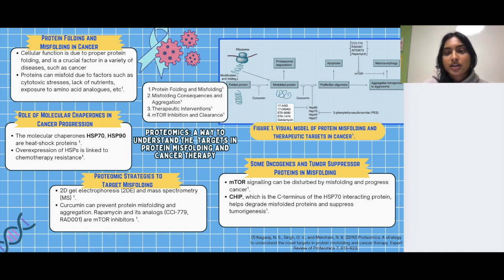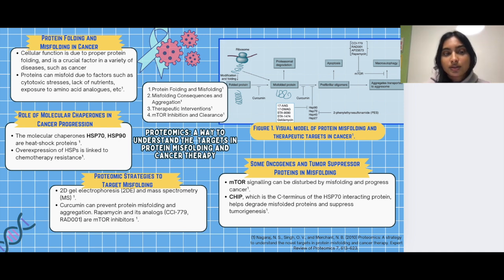Finally, the proteomic strategies to help further understand the topics discussed and target misfolding involve tools like 2D gel electrophoresis and mass spectrometry. We also have curcumin, which again can prevent protein misfolding and aggregation, and rapamycin and its analogs CC1-779 and RAD001, which are mTOR inhibitors that could help fight protein misfolding related to cancer progression.